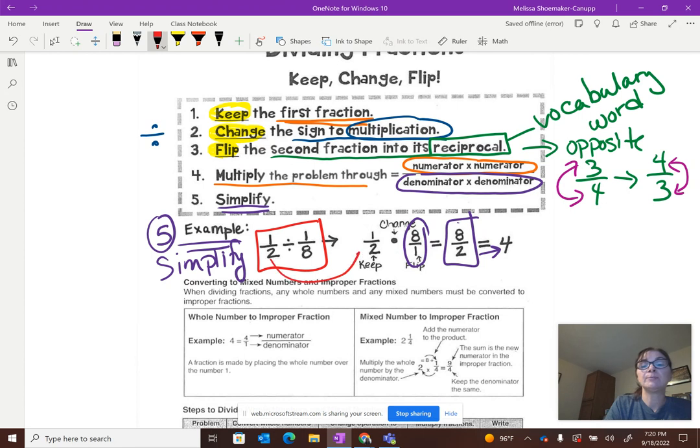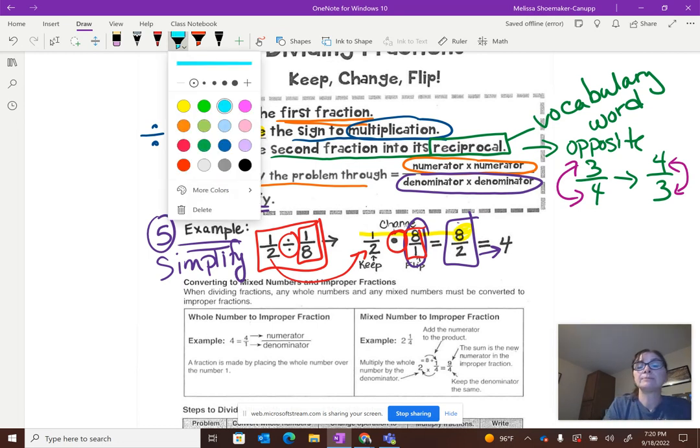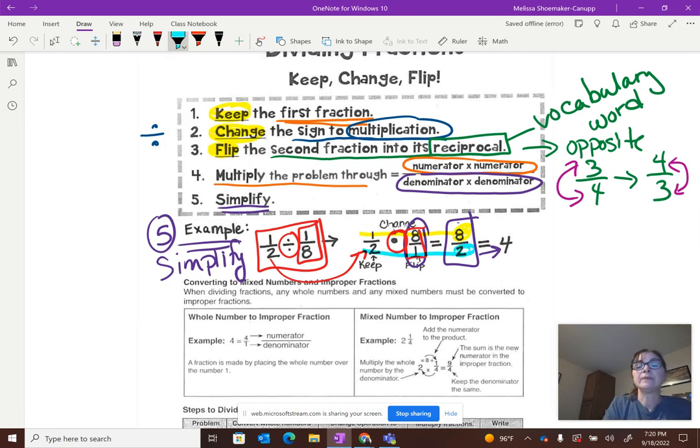Okay, so here we also have the steps for the division process. We keep 1/2 the same. We change division to multiplication, and then we flipped the fraction, so it's no longer 1/8, it's 8 over 1, and then we multiply across. 1 times 8 is 8, 2 times 1 is 2, and then we simplify. 8 divided by 2 is 4.